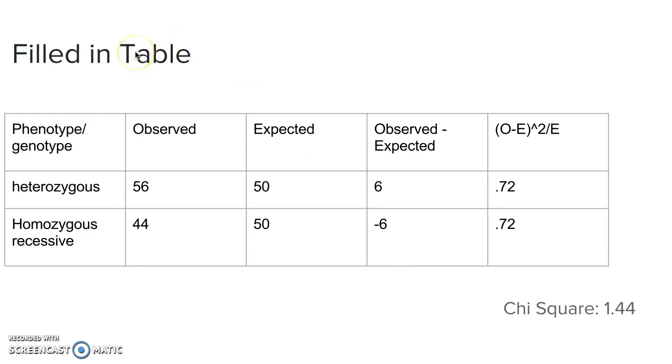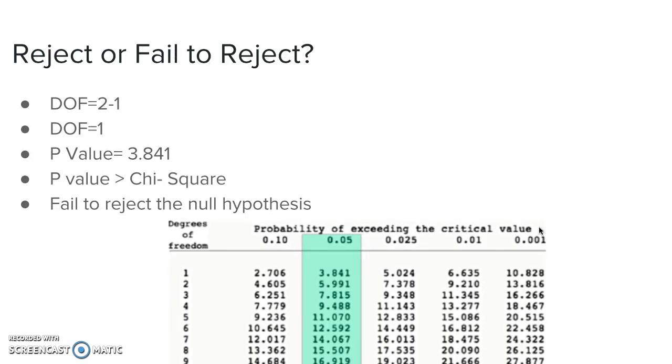So as we did before, we're going to use that same table, fill in the values, and find chi-square. Our observed was 56 and 44, and we expect it to be 50-50 because it's a 1-to-1 ratio, and there's 100 in total. Once we subtract, we get 6 and -6, and then we square it and divide it by the expected, and that's how we get 0.72 and 0.72. We add those numbers, and chi-square equals 1.44.